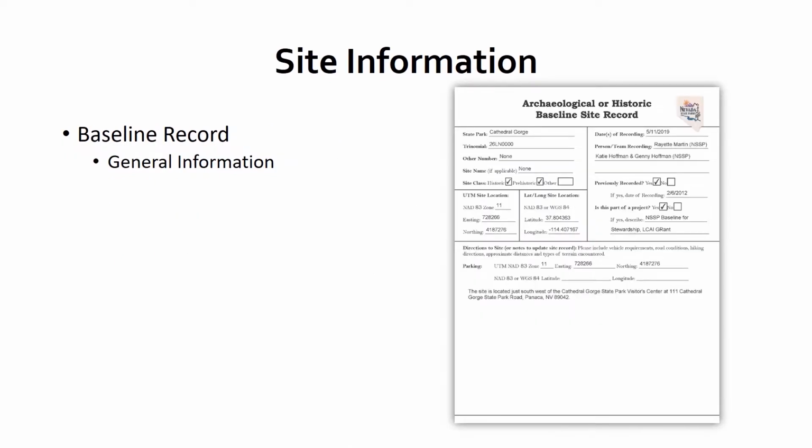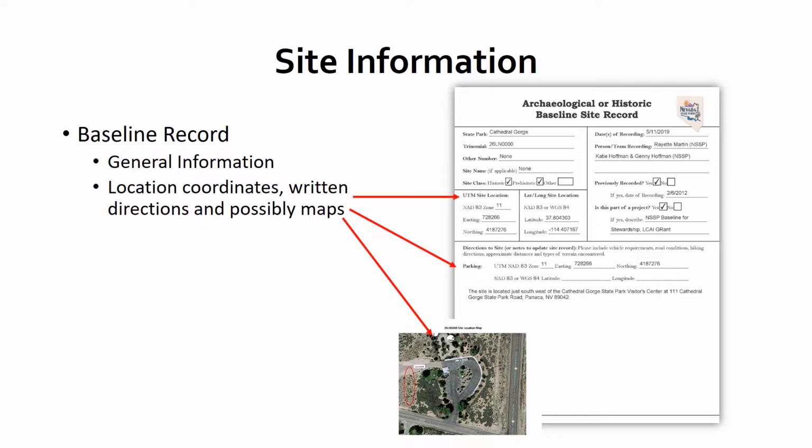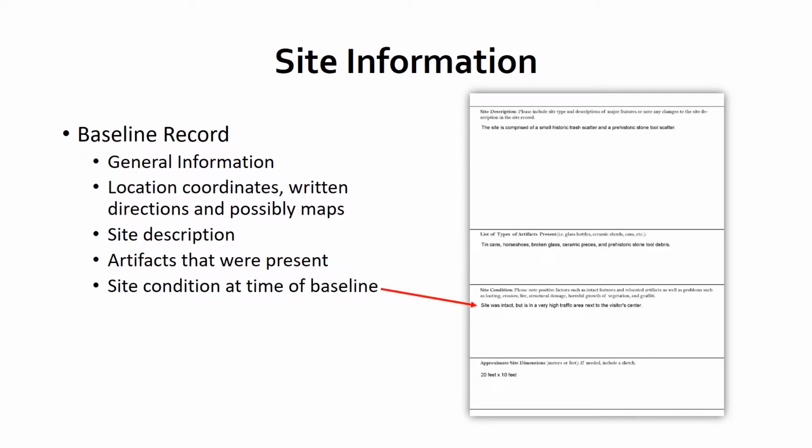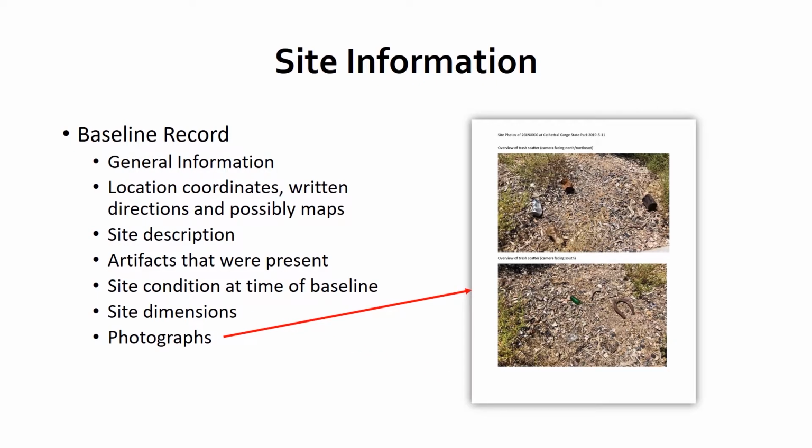What you're going to be provided in order to determine if a change has occurred is a baseline record. This record, pictured here, provides general information, the location with coordinates, written directions, and possibly maps, a description of the site, the types of artifacts that were present, the condition at the time that the baseline recording occurred, and the approximate site dimensions of the site. It may also include photographs, which is very useful.